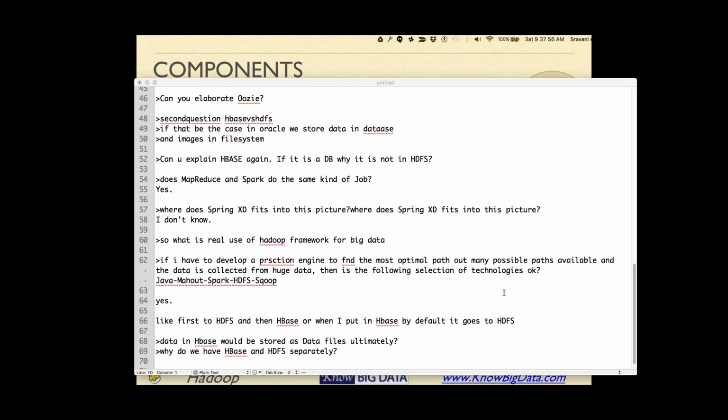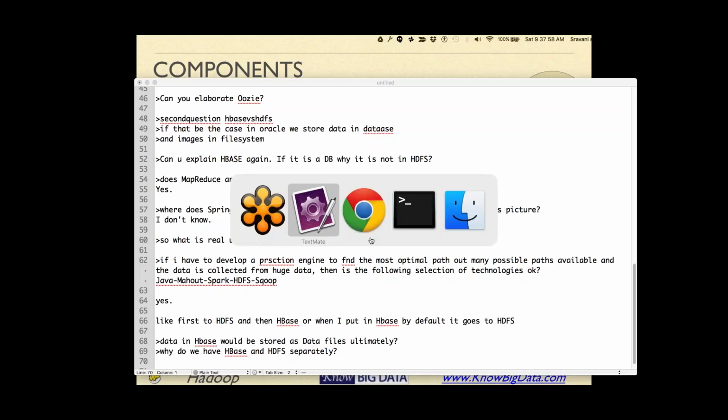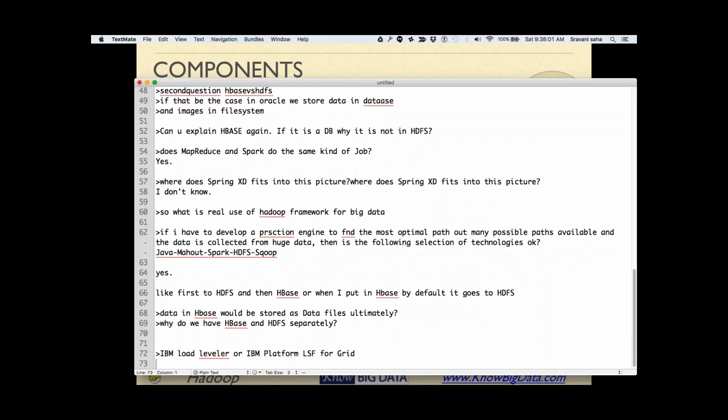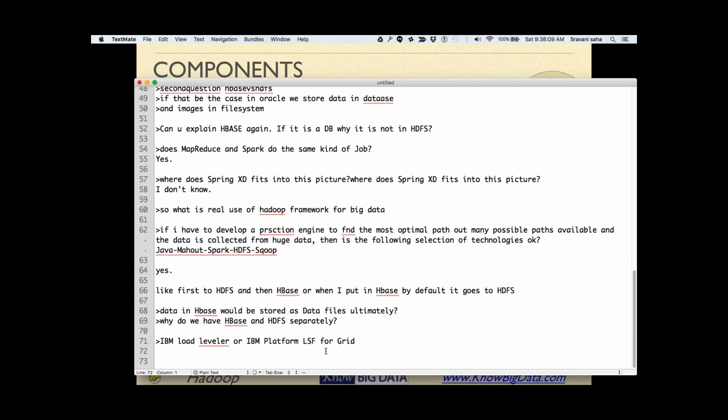Okay. So Krishna's question is, IBM Load Leveler or IBM Platform LSF for grid? I'll have to do a study. This is a little newer to me. I've not used these tools earlier. Okay, Krishna.